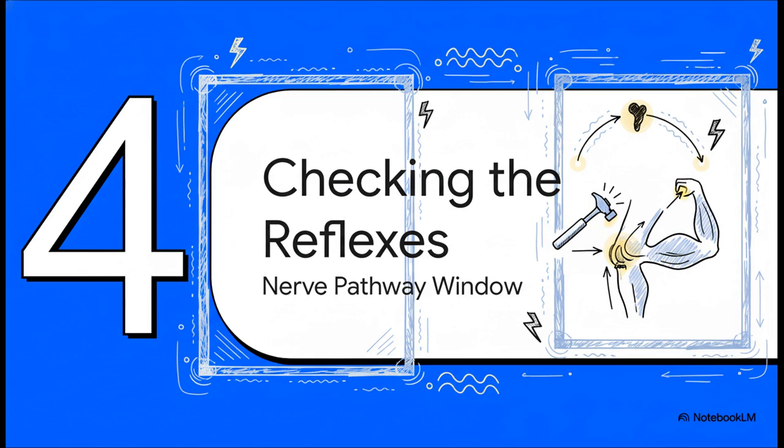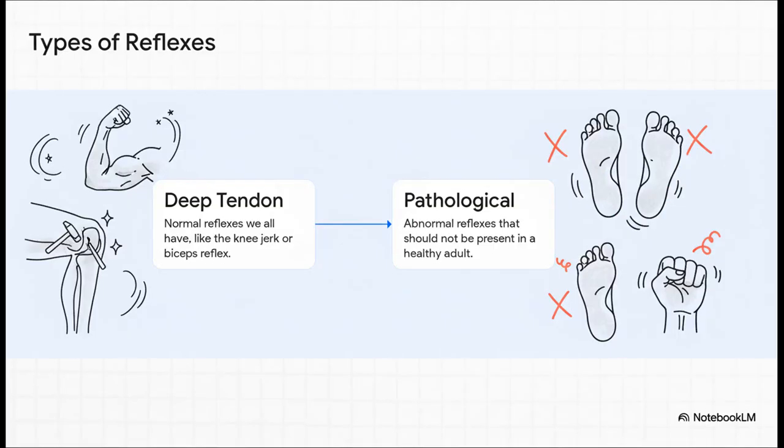Think of these as a direct, totally unfiltered window into the body's nerve circuits. Because they're involuntary, they give us a pure look at the spinal cord's connection to the muscle, completely bypassing any conscious thought or effort. It's pretty cool. So we check 2 main types. First, you've got the deep tendon reflexes. These are the normal ones we all have, like that classic knee jerk or the biceps reflex.